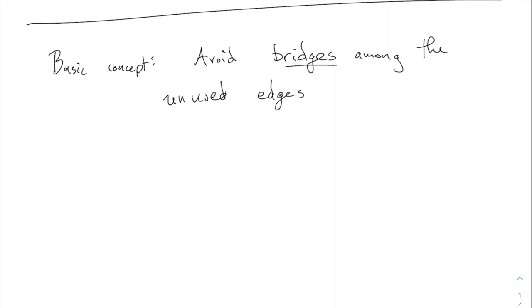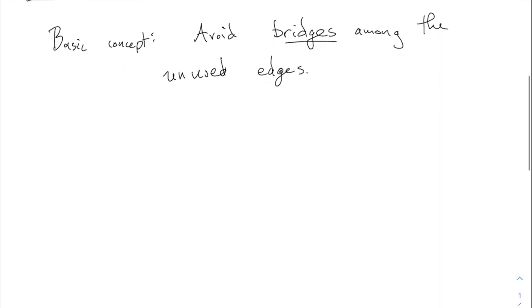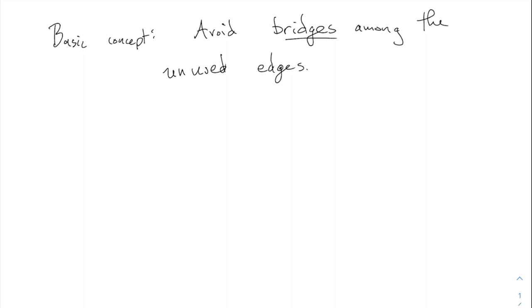All right. This is something that's a little difficult to keep track of as you're doing it in the back of your mind, but this is the basic strategy. Avoid bridges among the unused edges. I've got to explain what I mean by that. So in a graph, we haven't talked about this before, but there is such a thing as a bridge in a graph.